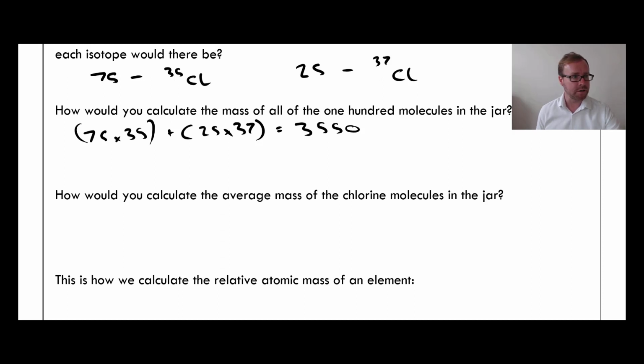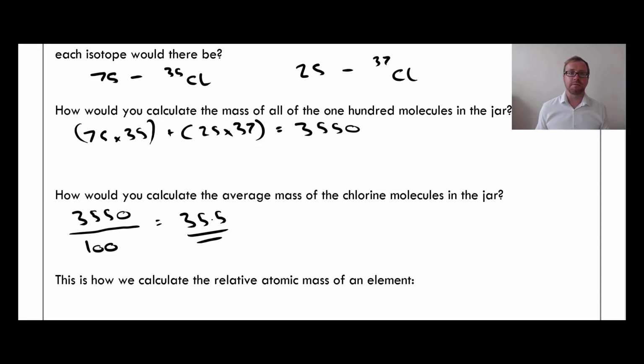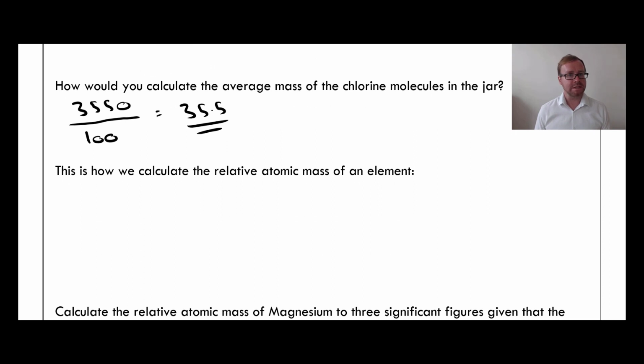Okay, well, I'm sure you've worked it out. I would have to take my total mass, which is 3,550, and divide it by the total number of molecules in the jar, which is 100. So that gives me a value of 35.5 for the average mass of one chlorine molecule in that jar. Okay, so why have we done that? We've done that because this is basically how we calculate the relative atomic mass of an element. So to calculate the relative atomic mass of an element, we use this formula.